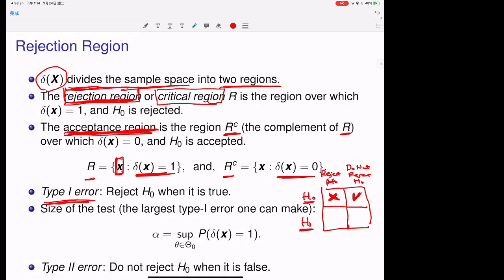Alternative hypothesis true, you reject it, you do the right thing as well. And then alternative true, you reject it, you are doing the wrong thing right here. And then this guy is type 1 error. This guy is what? Type 2 error. Okay, good. Then we all know that type 1 error is alpha right here, alpha.